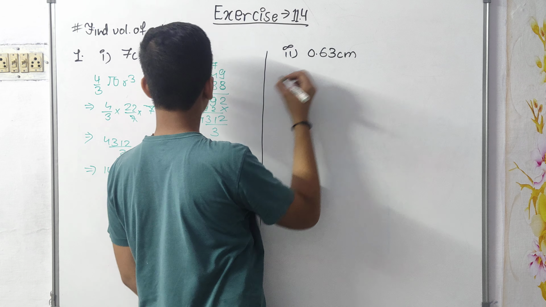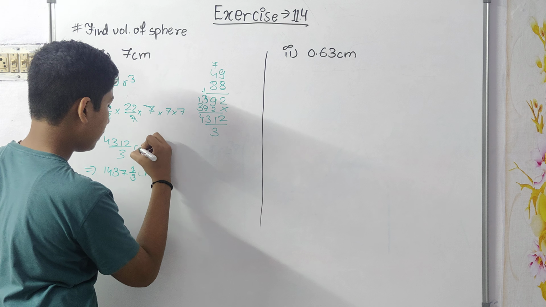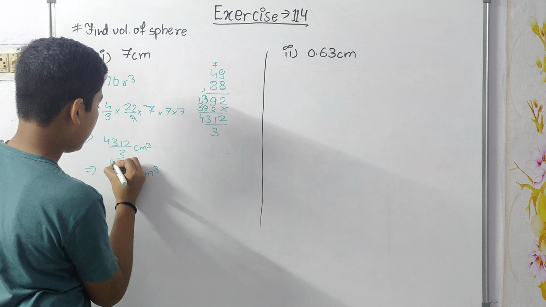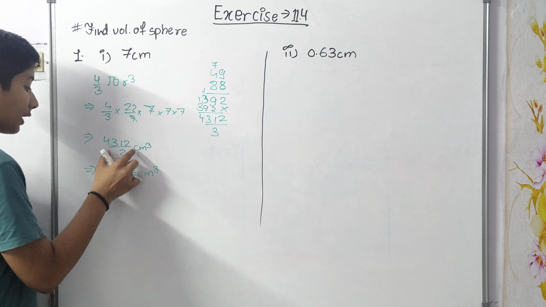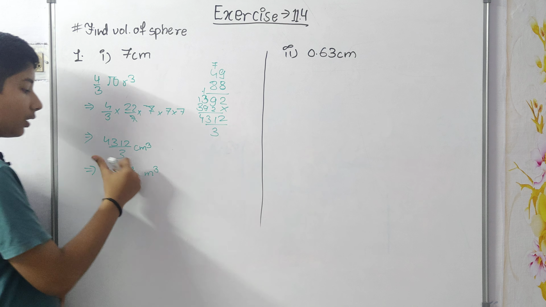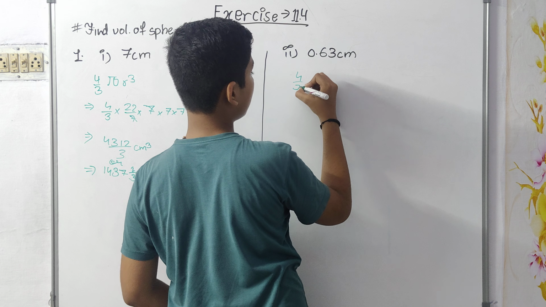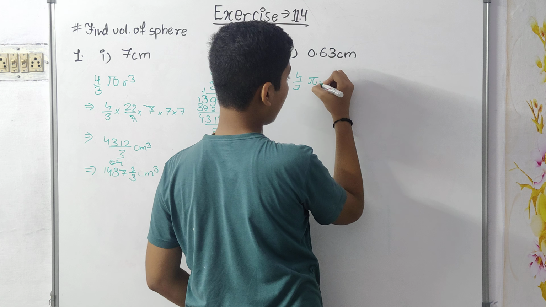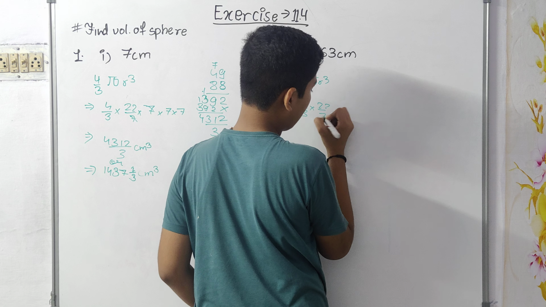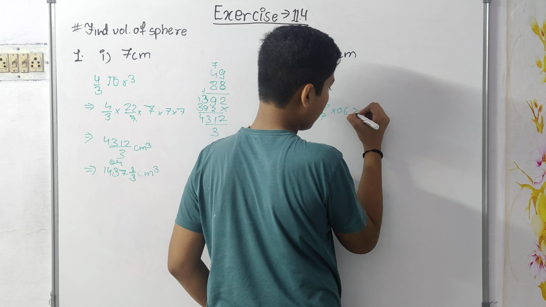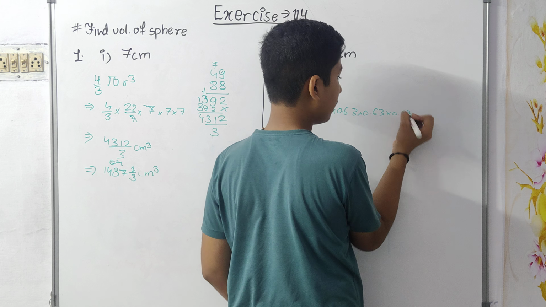Now second, the radius is given as 0.63 centimeter. Wait, I forgot to write the unit. Centimeter cube, you can write either of these. It's not important that you write both, you can just write any of these. Now again 4 by 3 pi r cube. 4 by 3 into 22 by 7 into 0.63 into 0.63 into 0.63.